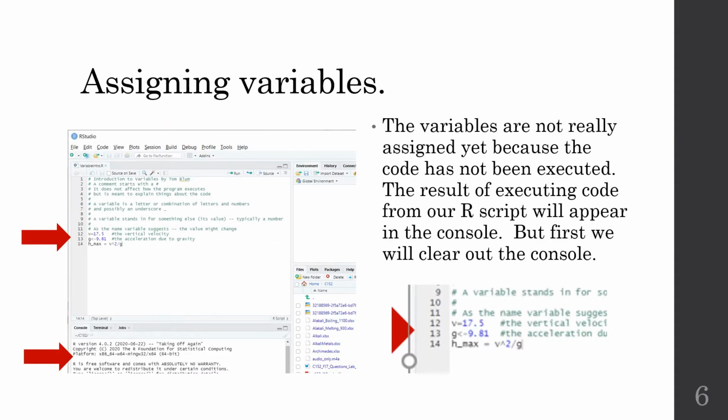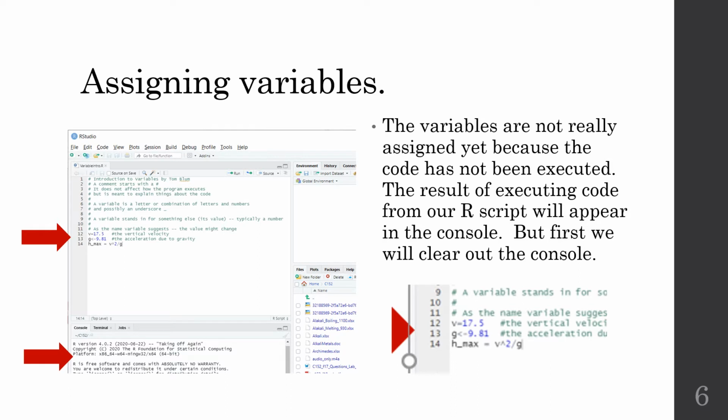In the little bit of code we are showing here, we're considering a problem from physics where we throw an object up with a velocity v. It experiences an acceleration due to gravity g, and it achieves some maximum height h_max. So that's how we've named our variables, and we are assigning them numbers, values that they will have in our calculation. In the first assignment, we say that v equals 17.5. So the velocity v will have a value of 17.5 within our calculation.